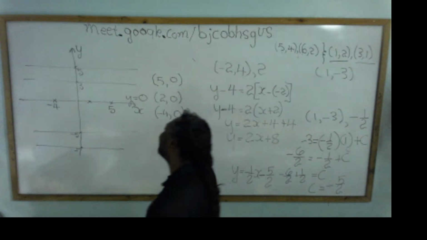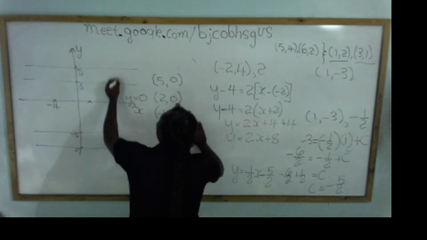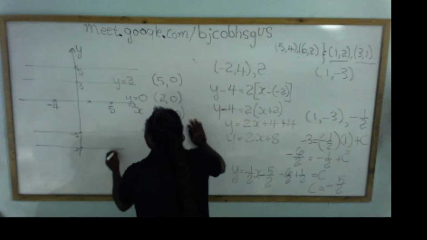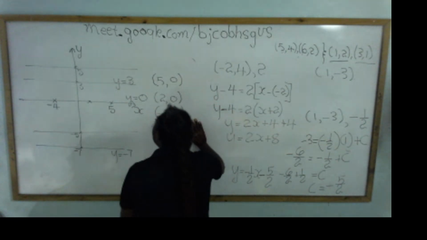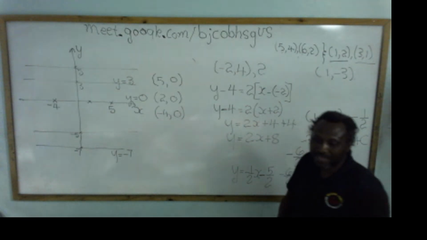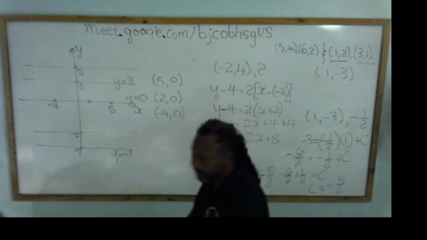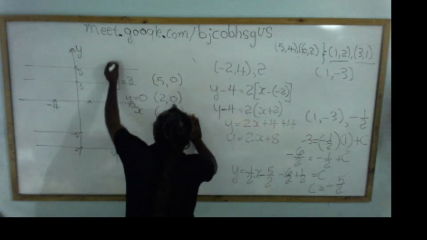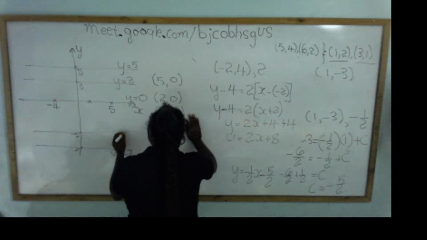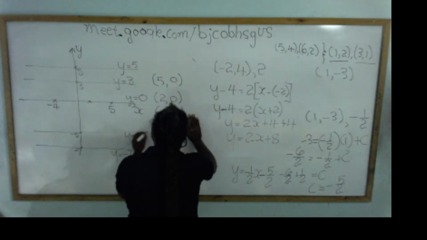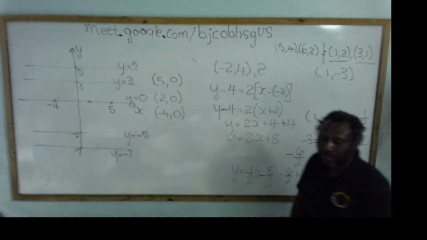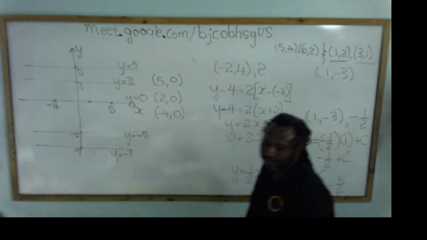Surely, the equation of this line will be y is equal to 3. All the way down here, y is equal to -7. And of course, you'll be able to tell me what the others will be. Y is equal to 5, as in positive y, 5, and y is equal to -5 right here. No problem.